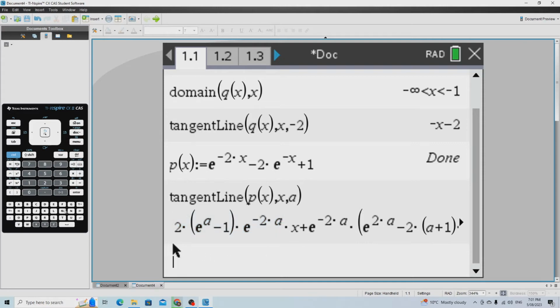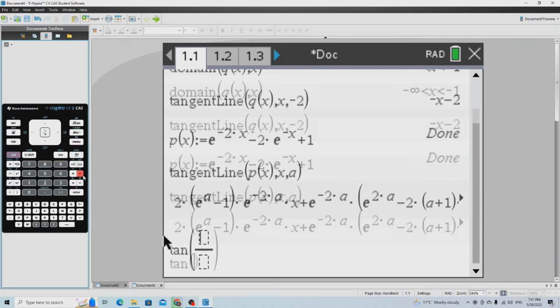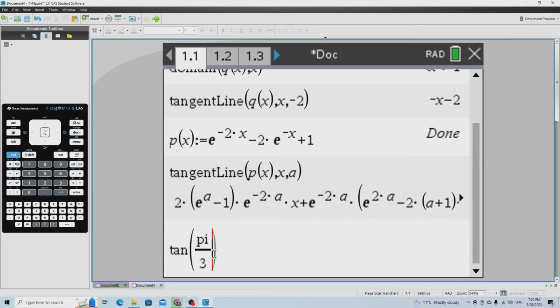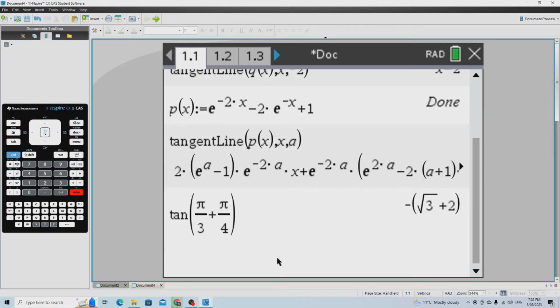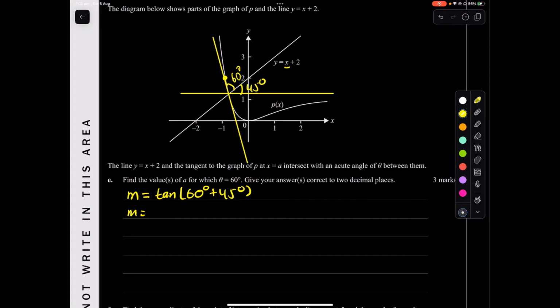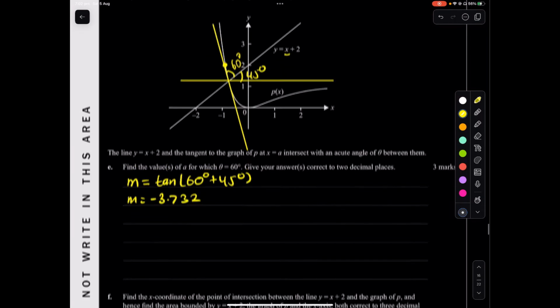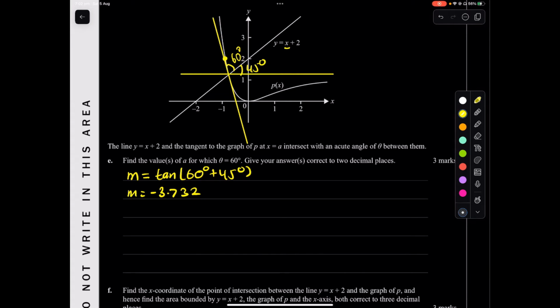So go on a calculator. What an ugly question. Because it's in radians, it's pi on 3 over here. So pi over 3 plus pi over 4. Pi on 4 equals this over here. So negative 3.732 and so on. And because we know P dash of X, we want to let it equal to that so we can find the value of X, which is equal to the A.